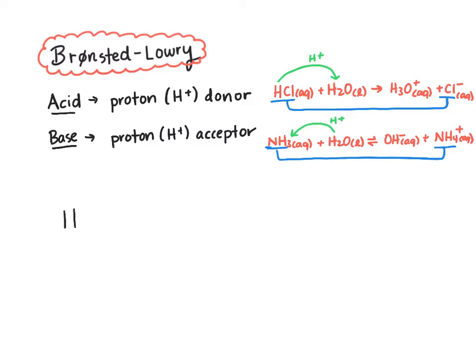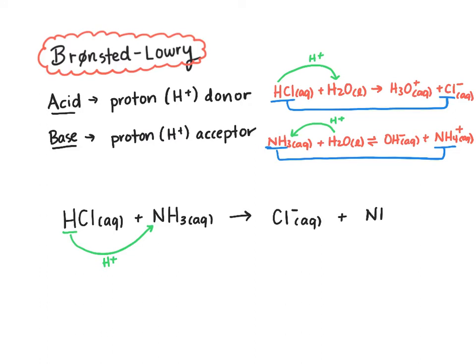The reason that this is important is if we were to react an acid with a base, so if we react our HCl acid with the ammonia base that we've been talking about, we're not going to produce either hydronium or hydroxide. Instead, the hydrogen from the acid will transfer to the ammonia, and will form a chloride ion and ammonium.